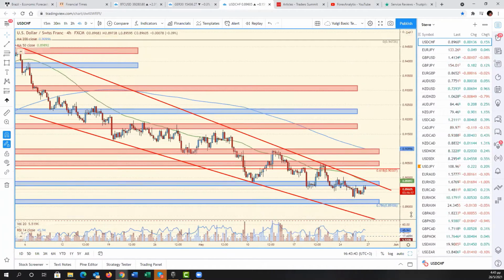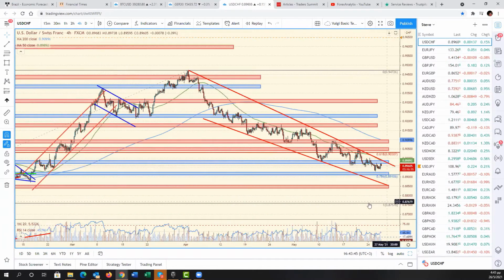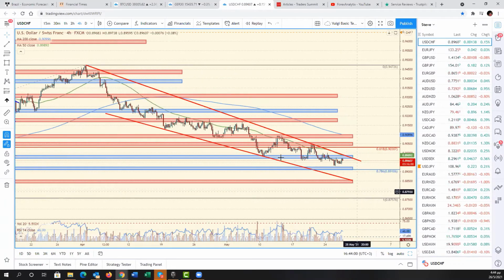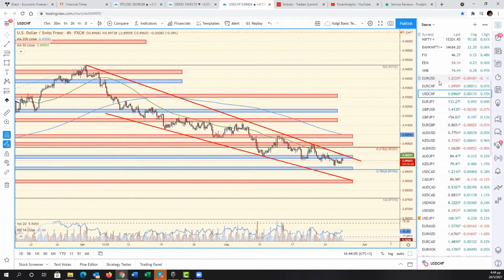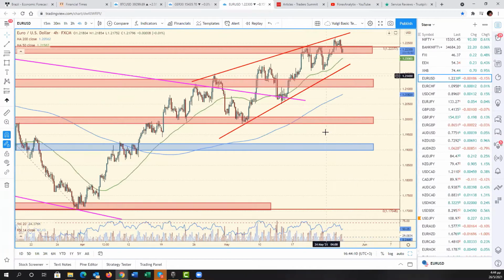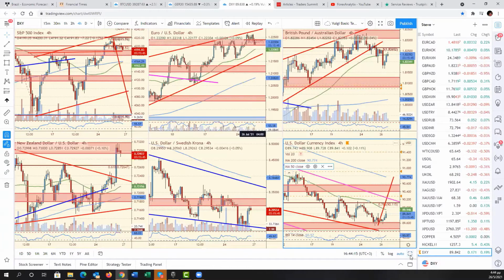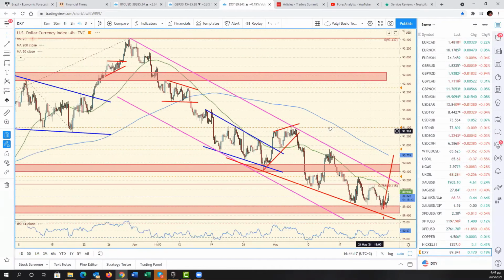I'm not a fan of reversals, but it's very easy for me to make the technical case for possible reversals in both the dollar pairs and the stock markets. So the basic thesis would be: look at USD Swiss potentially. This is a 4-hour chart, by the way. I'm going to be showing some 4-hour charts. Here is a potential descending wedge. Here is the Euro USD, a potential ascending wedge. Here's the DXY, a potential descending wedge.